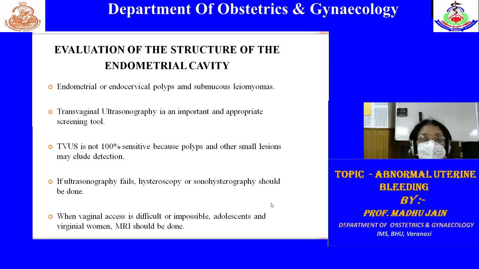If there is a problem in diagnosing by the simple ultrasound, then you can take the help of sonohysterography, in which you put saline, or you can do the hysteroscopy. In any case where there is a problem in the diagnosis, sometimes MRI is recommended, which is usually done in those women where transvaginal ultrasound is not possible, like in adolescents or in virgins.